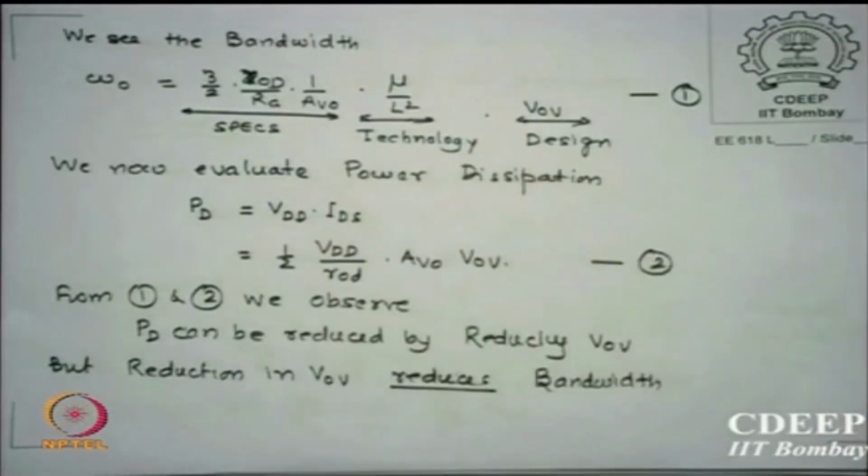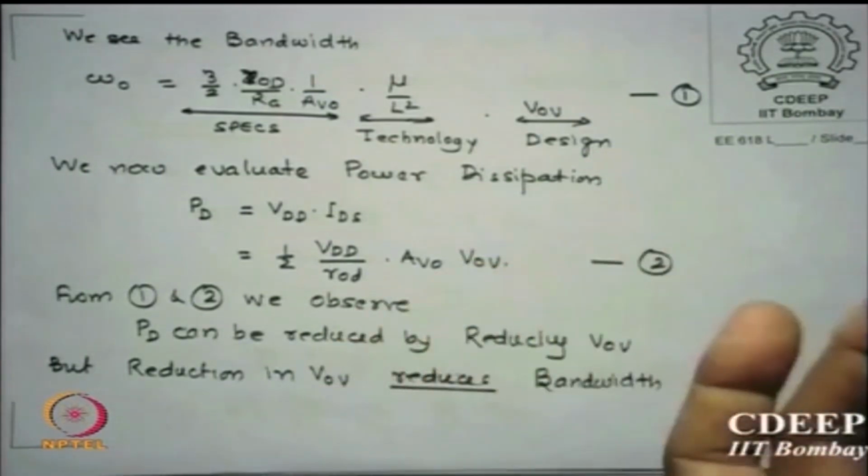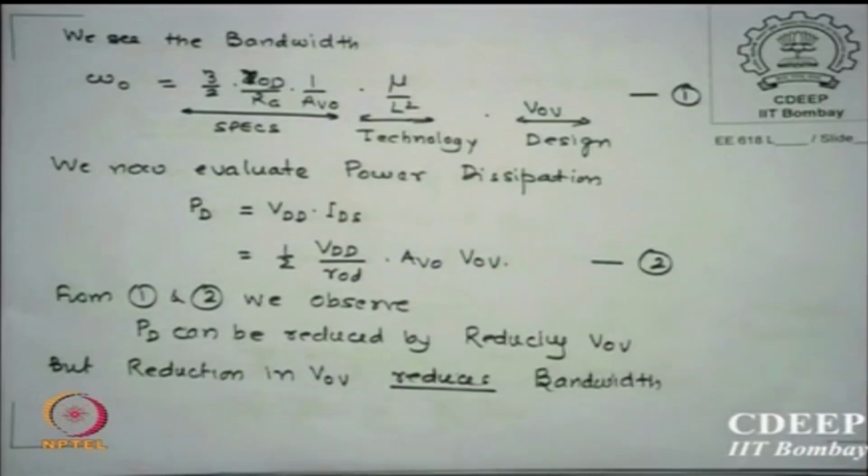The second term there is mu by L square. This is not in my hand, it is a technology. People will say this is the best mobility I can give, and this is the length of the technology node I have used, 0.18 micron, 0.13 micron, 90 nanometer, whichever technology. L and mu are decided, and we have no control whatsoever on them. So whatever technology gives, that is the spec, you can't change it.